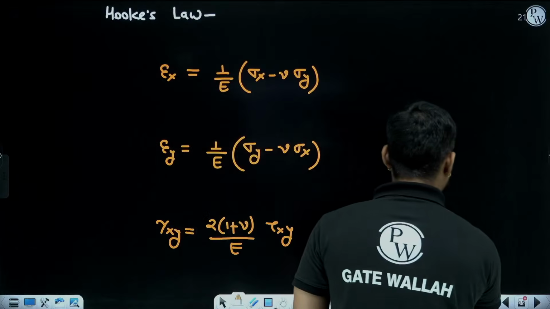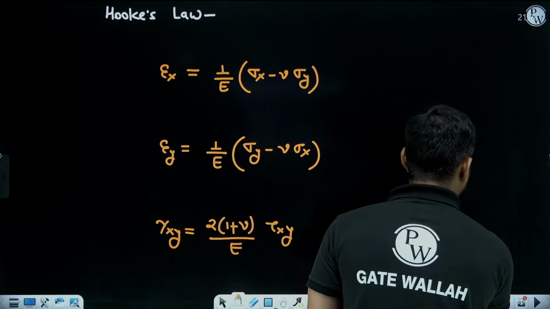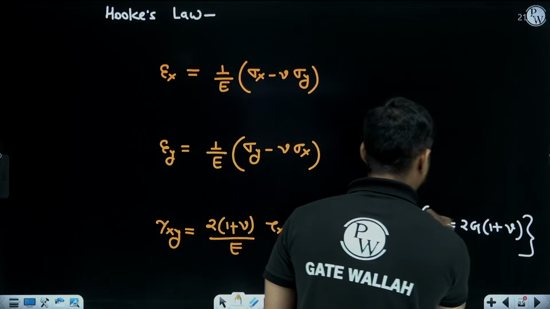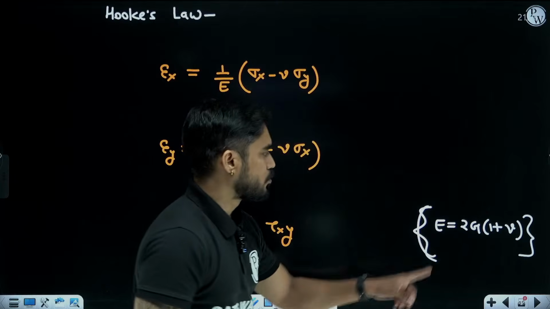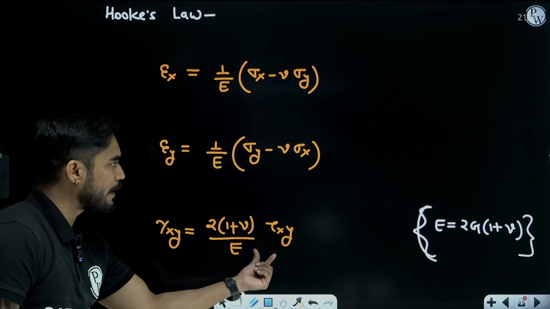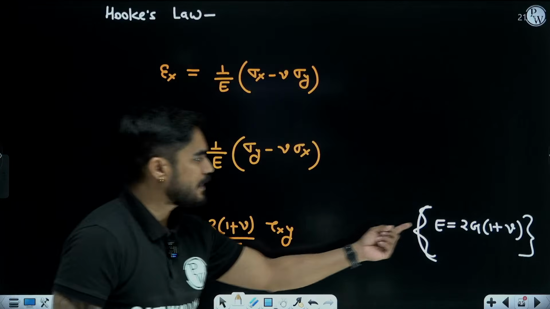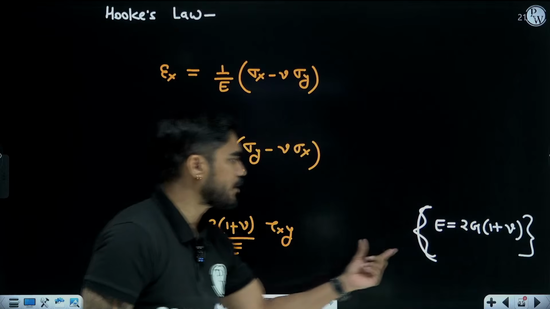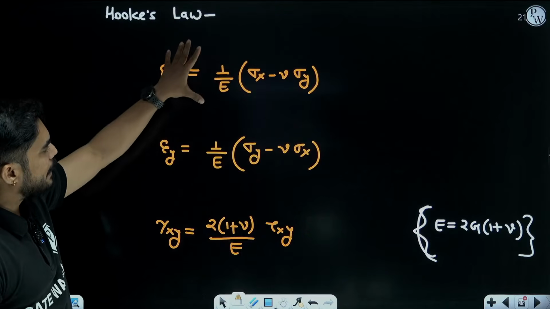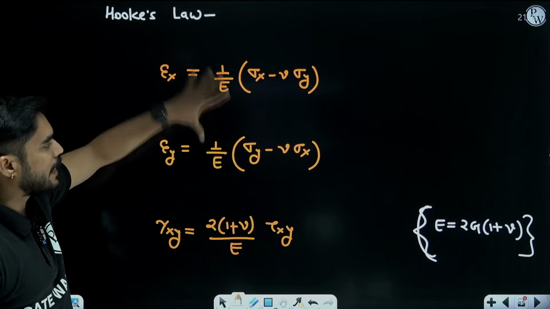Understand, E is equal to 2G into (1 plus nu). You know this equation, na? So gamma xy is actually tau xy by G, but we are writing G in terms of E and nu, so we are getting this. Okay, so these are the relations between stresses and strains.